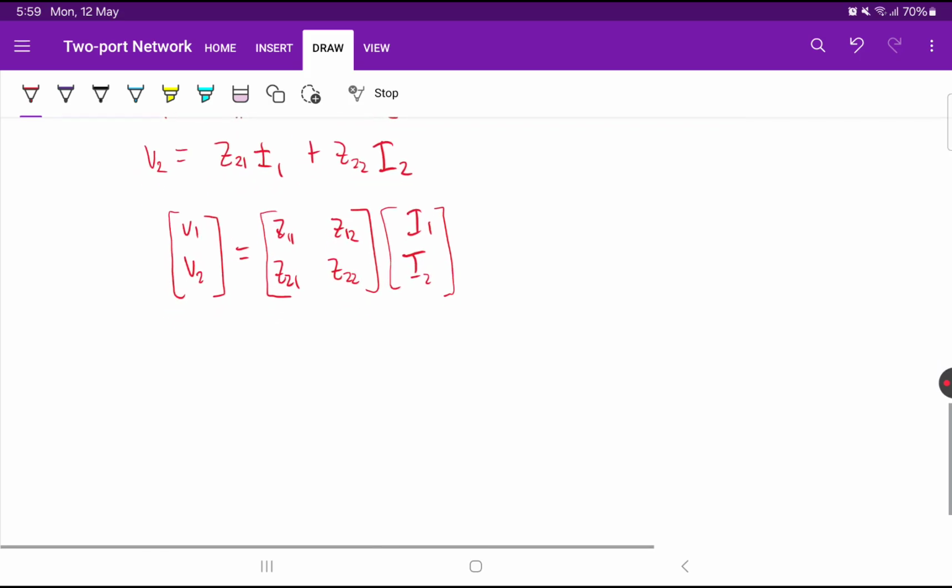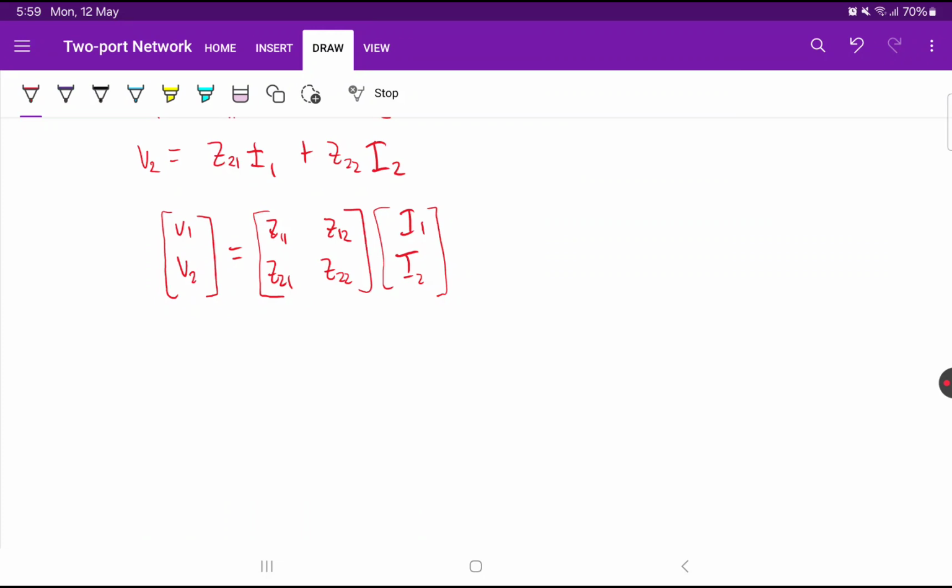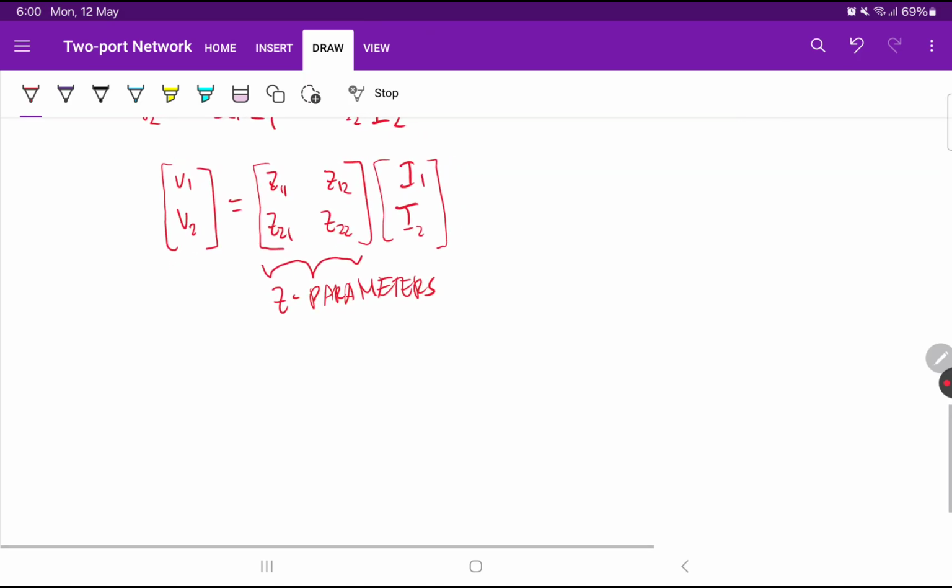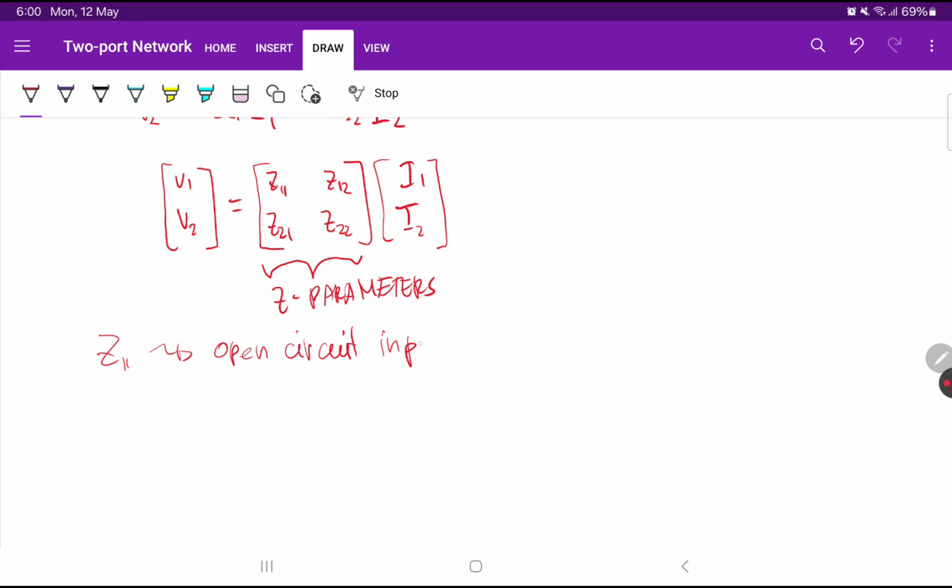Now, if you want to model the network as a Z parameter model, we need to find these parameters. These are the Z parameters. So how do you find these Z parameters? But before we do that, we can define these parameters first. Z11, we call this the open circuit input impedance.